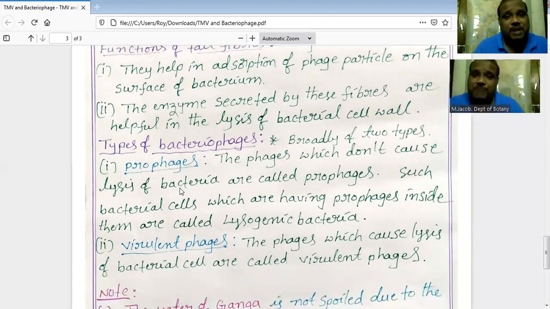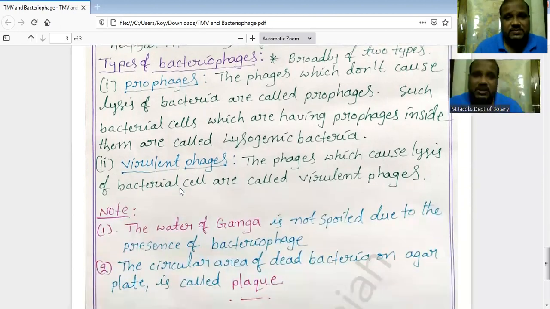Now, types of bacteriophages. Bacteriophages are broadly of two types. I already told you what are bacteriophages. The viruses which attack bacteria are called bacteriophages.